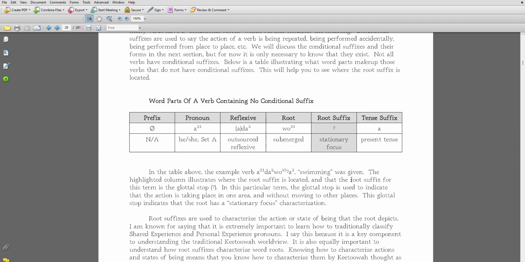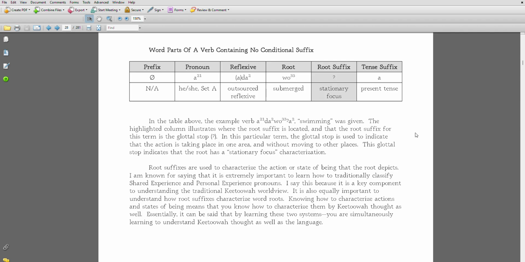In the table above, the example verb adawo, swimming or bathing, was given. The highlighted column illustrates where the root suffix is located and that the root suffix for this term is the glottal stop. In this particular term, the glottal stop is used to indicate that the action is taking place in one area and without moving to other places. This glottal stop indicates that the root has a stationary focus characterization. Root suffixes are used to characterize the action or state of being that the root depicts.